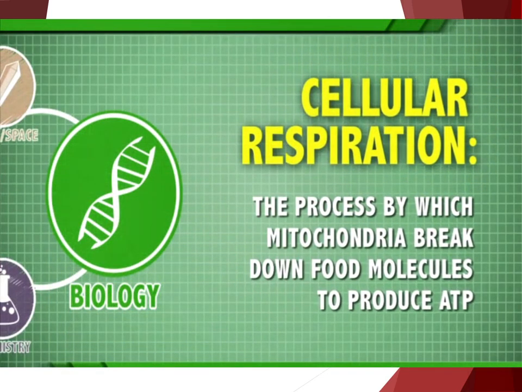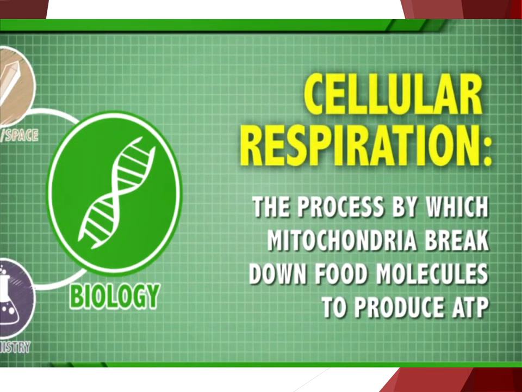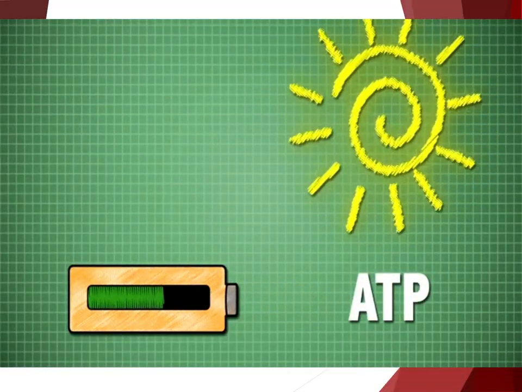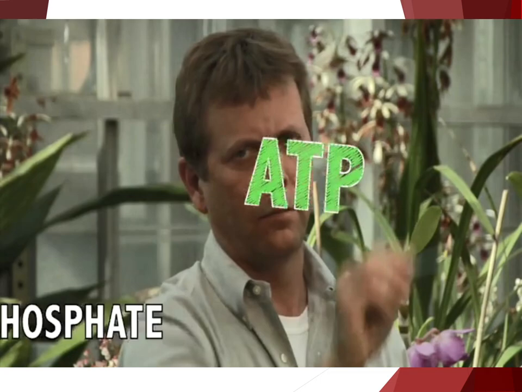Cellular respiration, the process by which the mitochondria of cells break down food molecules to produce ATP. What respiration does is take that chemical energy and release the energy that was stored. It uses the energy in the battery to generate ATP. And ATP is an energy-rich molecule that can be transported around the organism to do various functions.